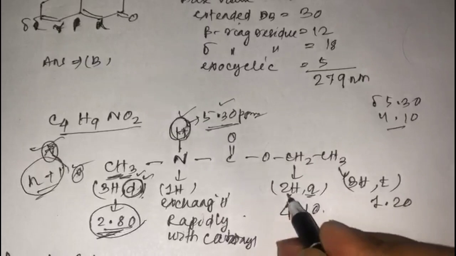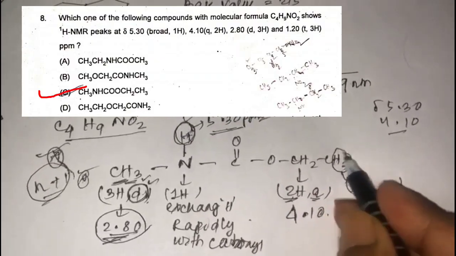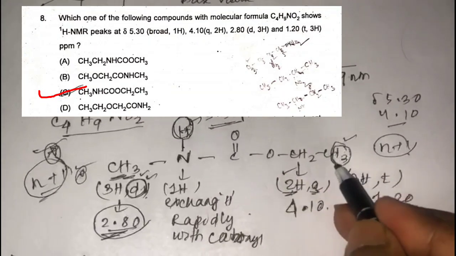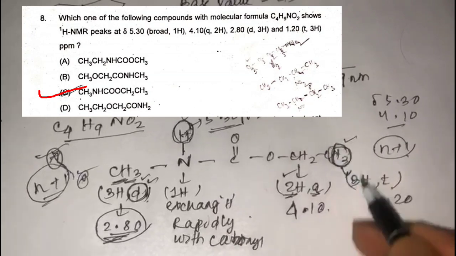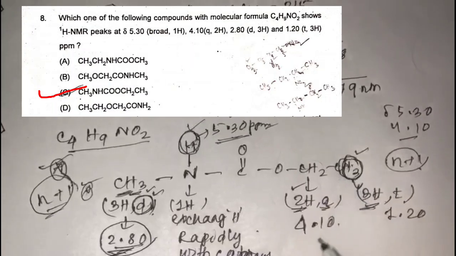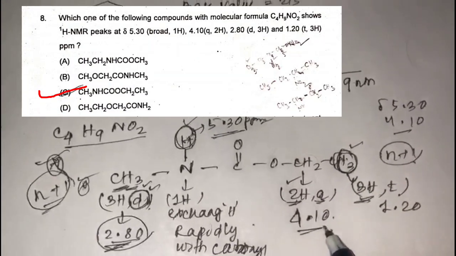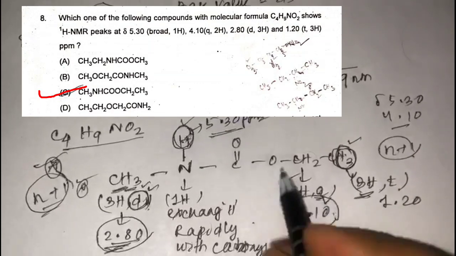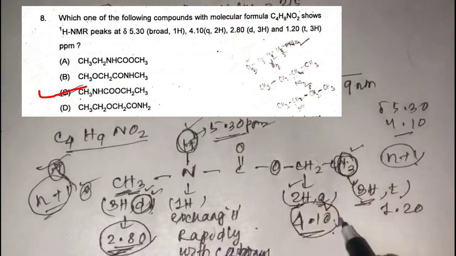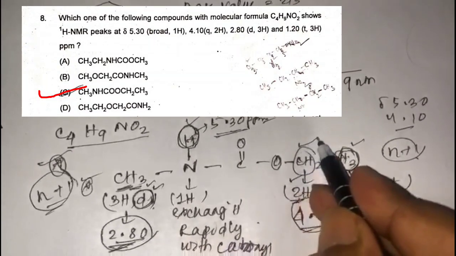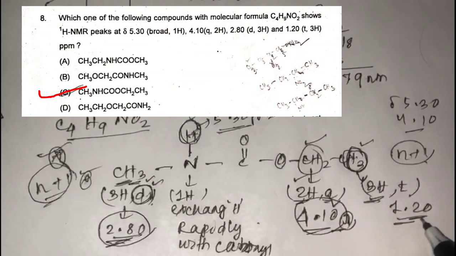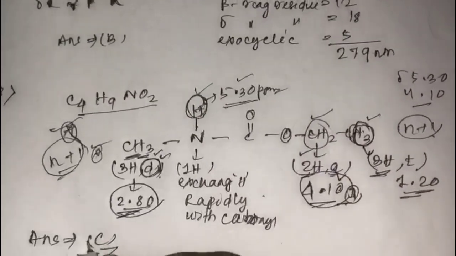Fine. This carbon has 2 hydrogens, and this will show a quartet, because here 3 hydrogens are present. According to the n plus 1 rule, this will give you a quartet, and this will give you a triplet, because here 3 hydrogens are present and here 2 hydrogens are present. So this will give you 4.10. The peak will show at 4.10 because here the carbon is attached to oxygen. Oxygen is more electronegative, so your ppm value will be higher in the case of this particular carbon, and for this carbon the NMR value will be 1.20 ppm. So the correct answer for this particular question is C.